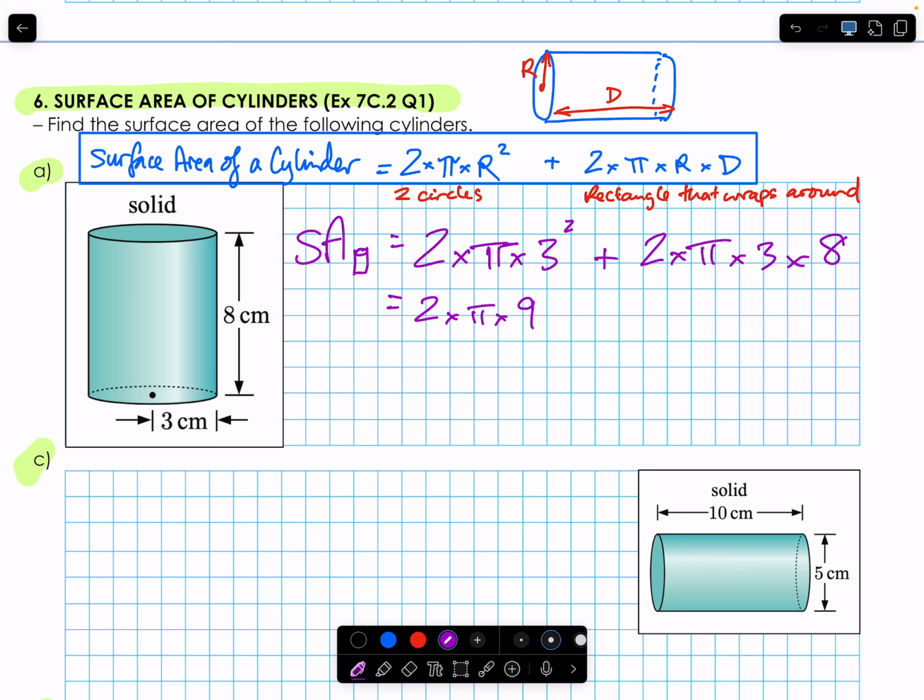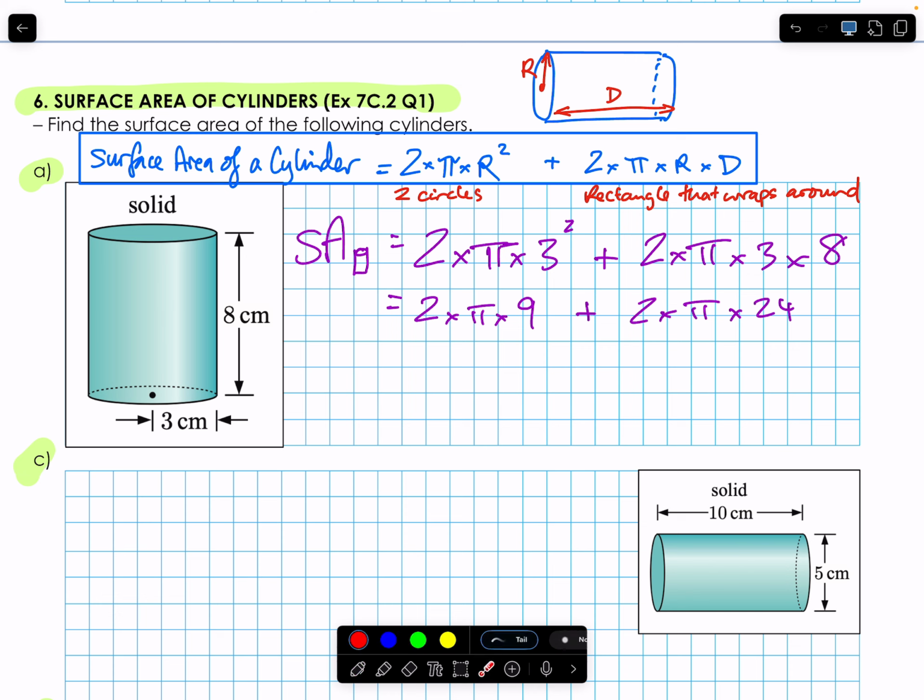Why didn't I do any brackets? There's no brackets here. So we skipped over the B in BEDMAS. We went straight to exponent. There's only one exponent there. It's the squared. So I'll work that out first. Then I leave the plus. 2 times pi times, there's nothing stopping me working out what 3 times 8 is, 24.